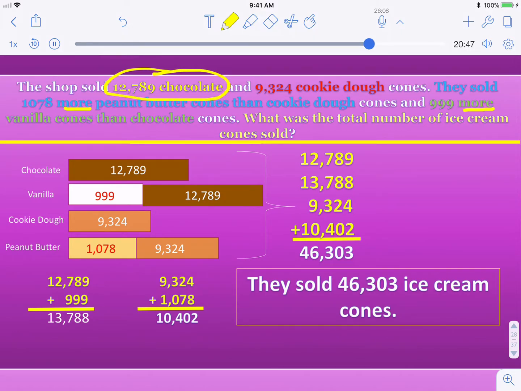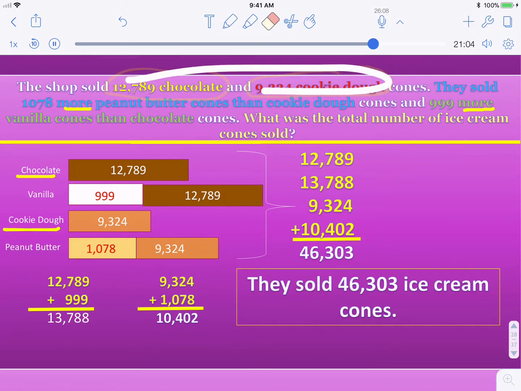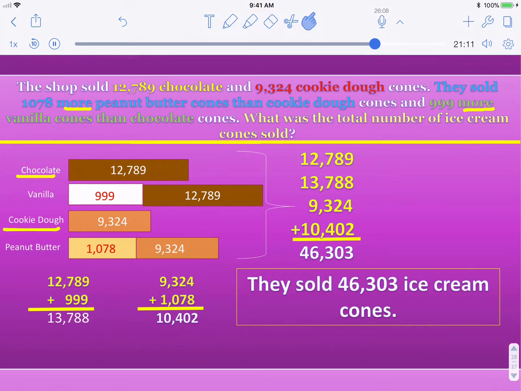And then you need to look, do we have another exact amount? Yes, we do. 9,324 cookie dough. So we were able to make those 2 bars. And look at how they've been made. Okay. So they sold 1,078 more peanut butter cones than cookie dough. So we have our peanut butter, 1,078, and we're going to add our cookie dough to it. And that gives us 10,402.